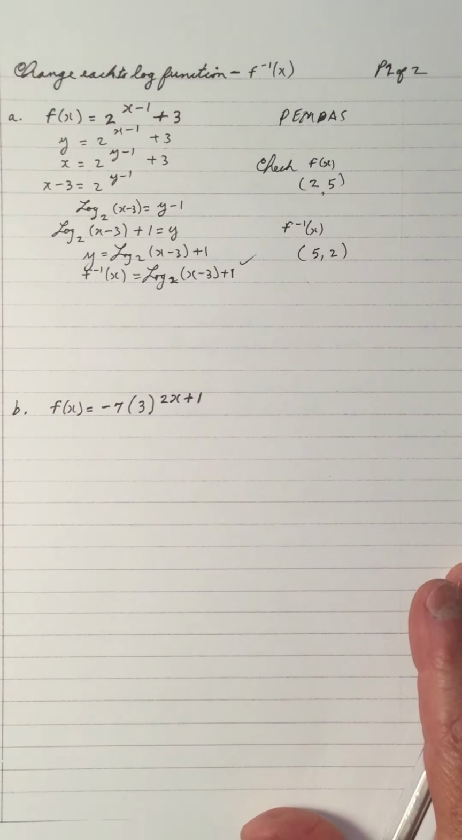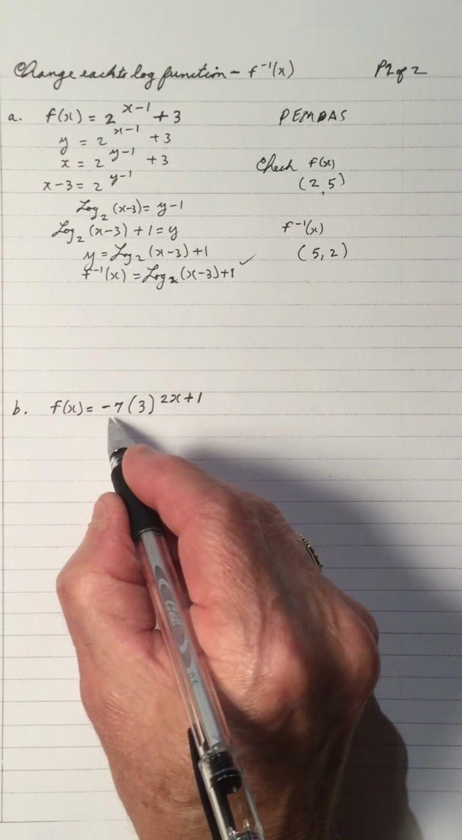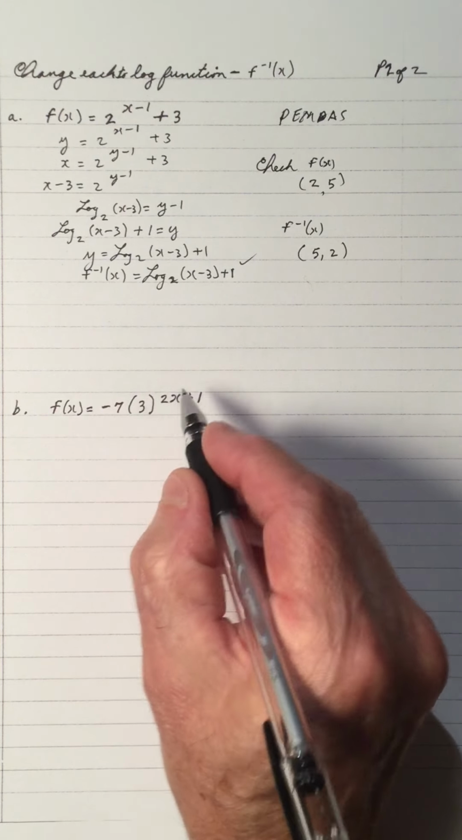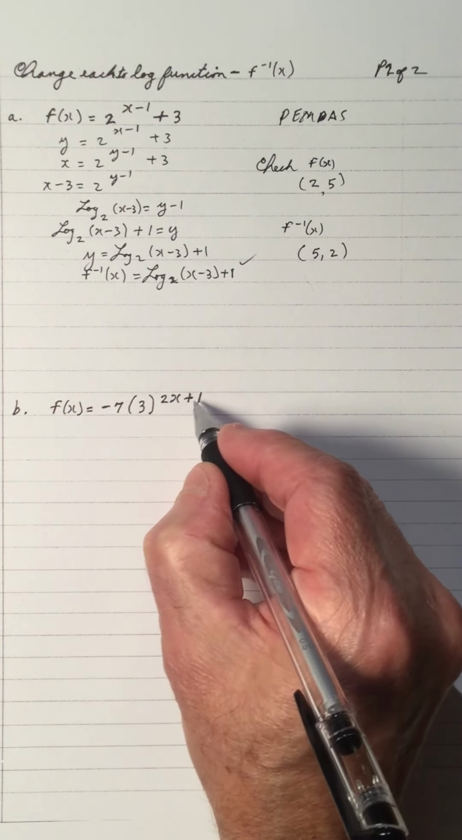And let's try another one. The f of x equals negative 7, bracket 3 is the base, raised to the 2x plus 1.